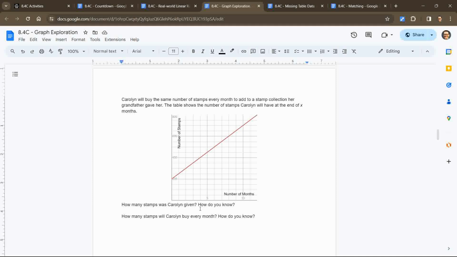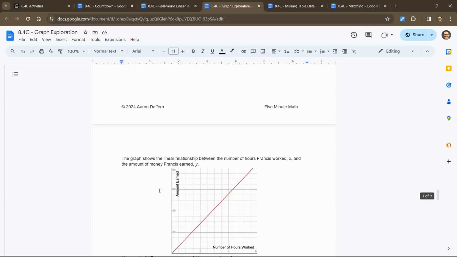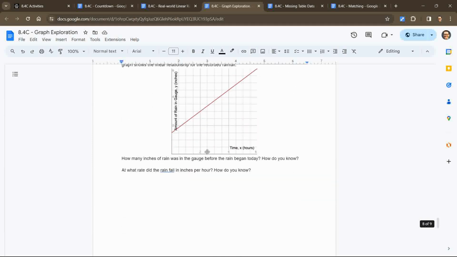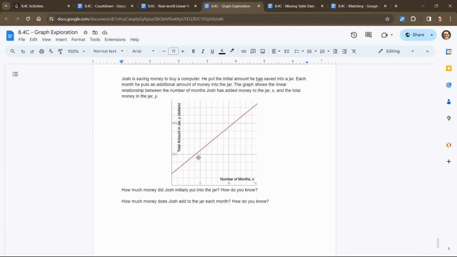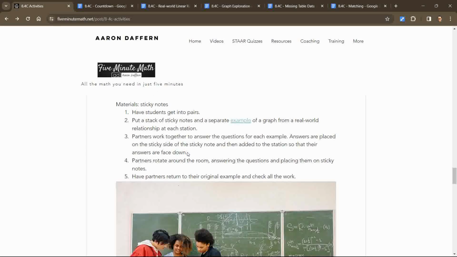And then here we go. How many stamps was Carolyn given? So that's going to be your y-intercept. How many stamps will she buy every month? And it just moves on like this. You see some problems here with some Desmos, but we do have some labeled graphs. So that's it. Those are some graph exploration examples that we have here.